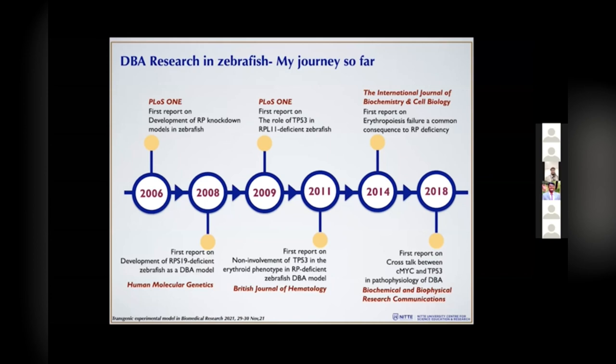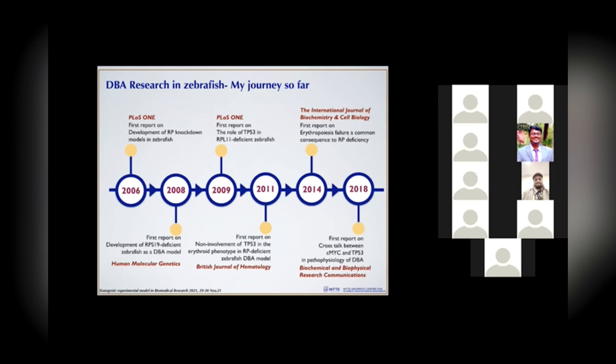In 2009, we showed the role of P53 in this system. In 2011, we showed that it is not only P53 in the ribosomal protein; in fact, there is a P53-independent pathway, which is also important. In 2014, we said that the role of P53 in the anemia is a common factor, not only for ribosomal proteins that are found to be mutated, but in fact common for all the ribosomal proteins. And in 2018, we showed the role of an oncoprotein called c-MYC, and there's a crosstalk between c-MYC and P53, which is involved in DBA pathophysiology. Okay, next slide.